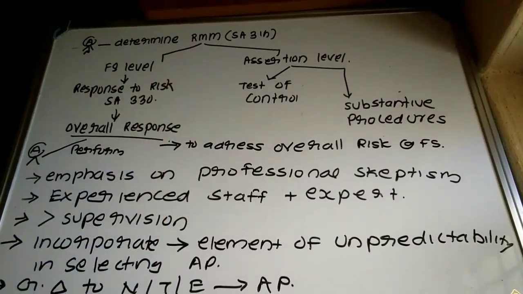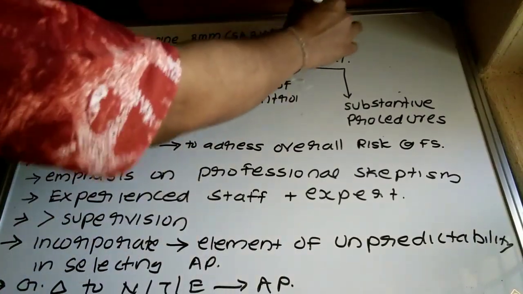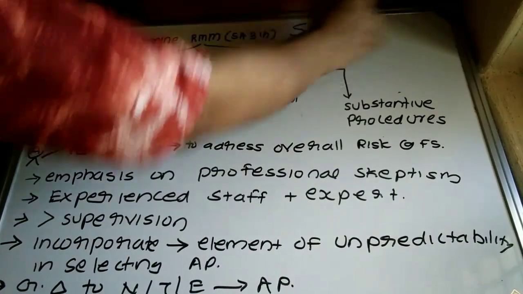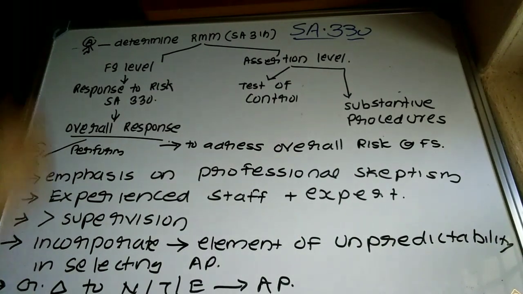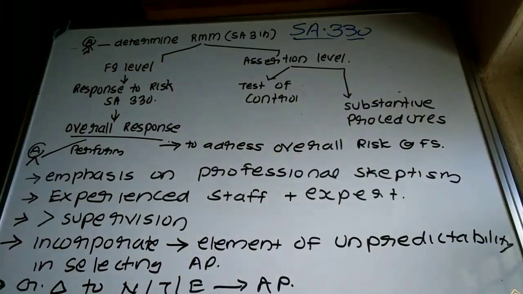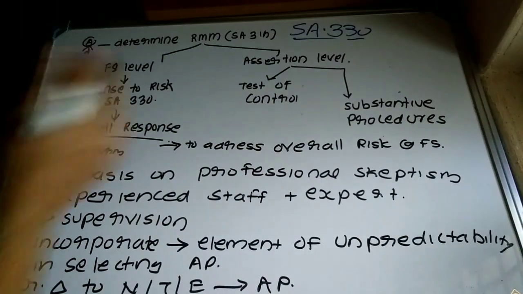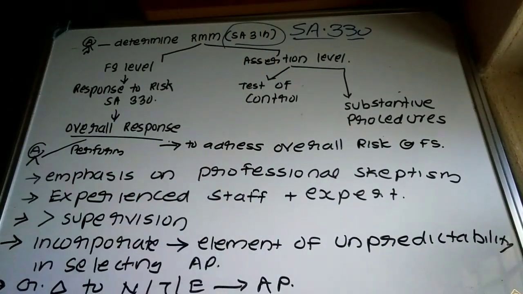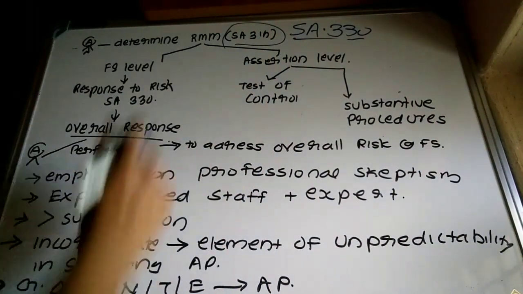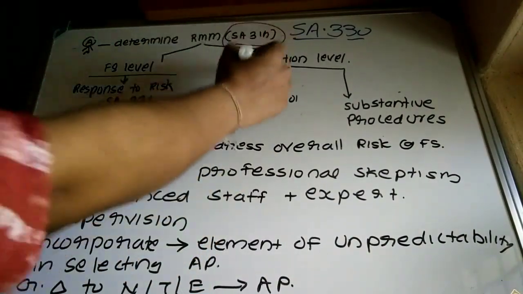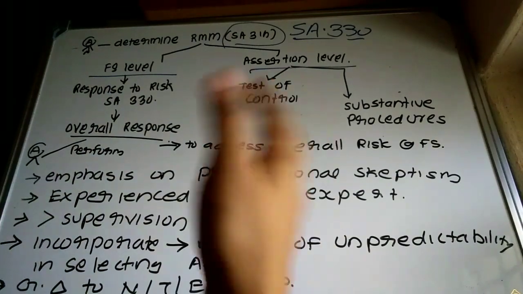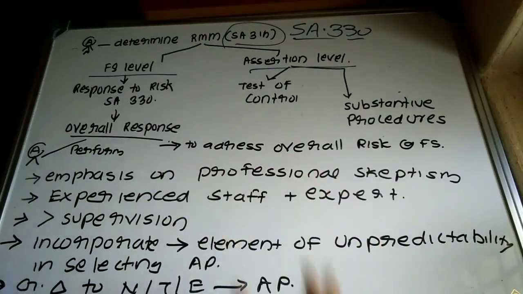So here we are moving towards SA 330, right? SA 330: Auditor's response to assessed risk of material misstatement. First of all, the auditor shall determine the risk of material misstatement as per SA 315, which we have already discussed. The auditor may identify the risk of material misstatement at the financial statement level and at the assertion level. Assertion level means account balance, class of transaction and disclosure.